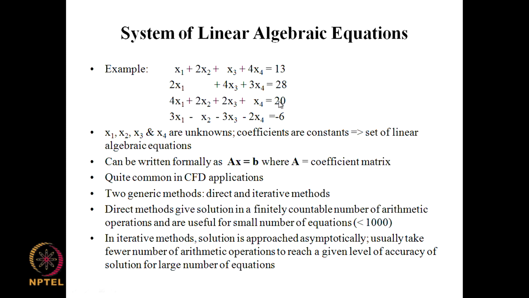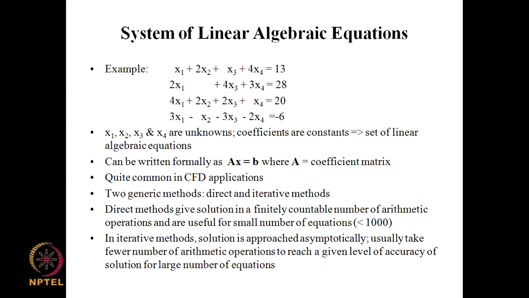Similarly, you come to this equation, the third equation. With the help of the first equation, you can eliminate x1 from this. For example, multiply the first equation by 4 and subtract from this. That will get rid of this 4x1. And similarly, you come back to this and then you multiply this by 3 and then subtract from this. The resulting equation will not have x1. So, in this process, using the first equation, you can eliminate x1 from the second equation, third equation, fourth equation.